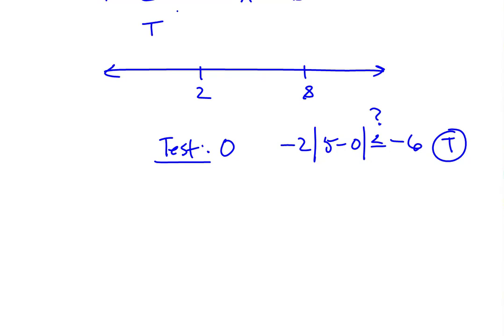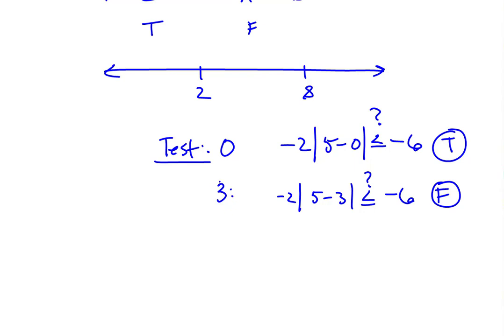In between 2 and 8, we could pick anything else in there. Again, we could pick 3 to test, or 5, whatever. To test 3, you plug that in. That'd be -2 times the absolute value of 5 minus 3. We want to know, is that less than or equal to -6? Again, plug it in and test it out. This one should turn out false. So we'll mark an F above that middle interval, knowing it's false.